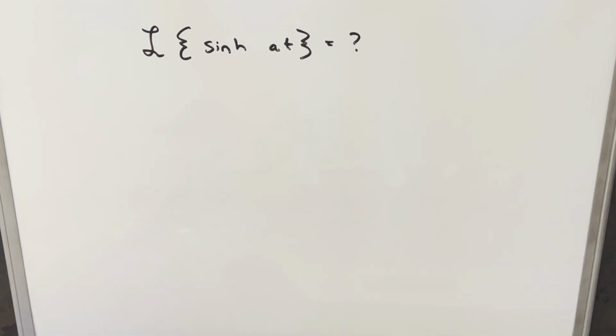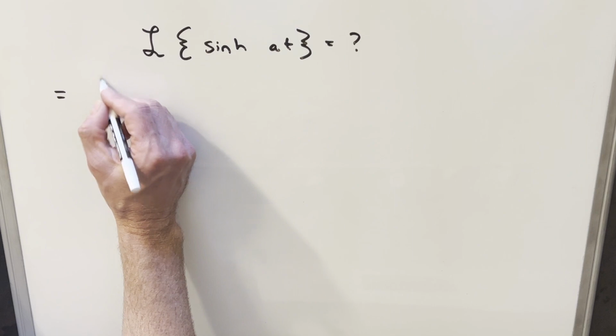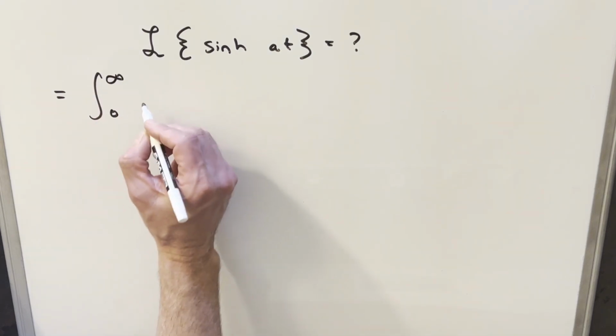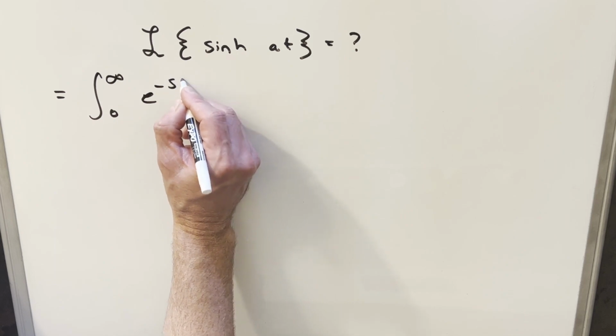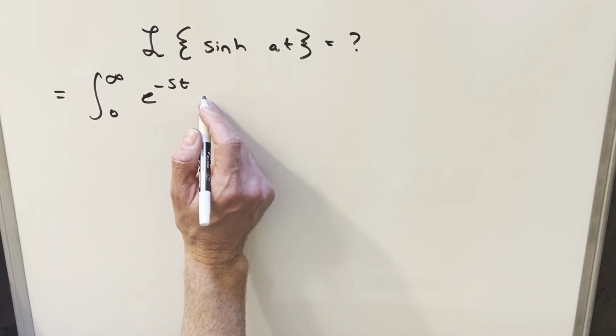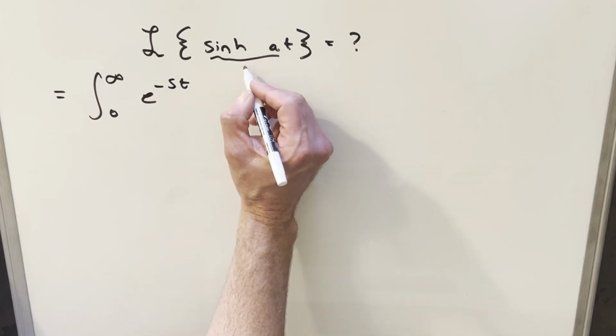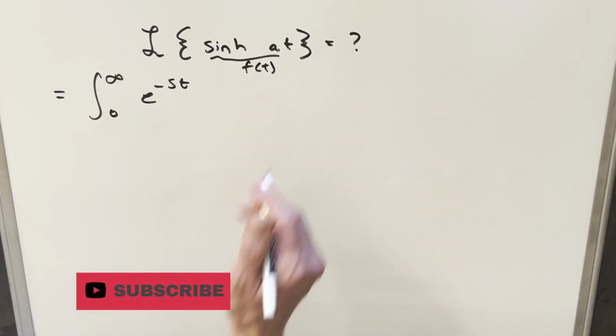Okay, so to get started, we're going to use the definition of the Laplace transform. That's an integral from 0 to infinity of e to the minus st times f of t, our function, but in this case our function is sinh at.